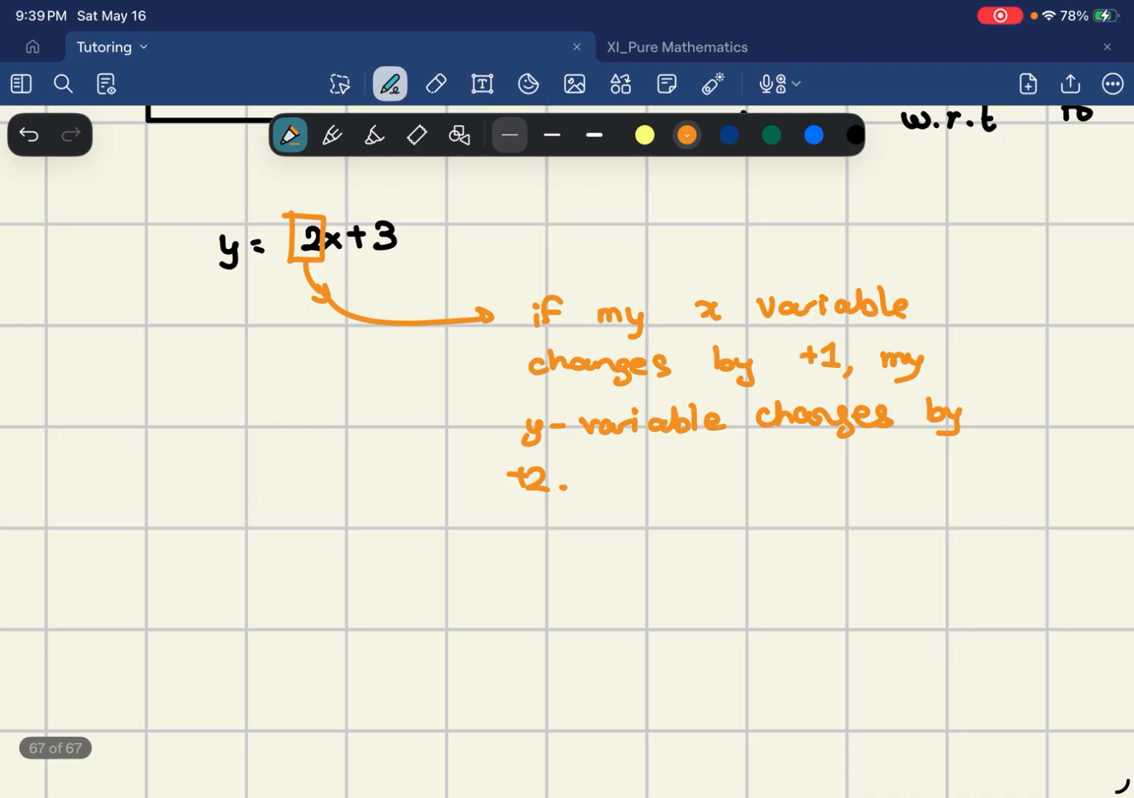Another way to think about it: if I had minus 2x, then if my x variable changes by plus 1, my y variable changes by minus 2. So x is always going to be considered to increase by 1.